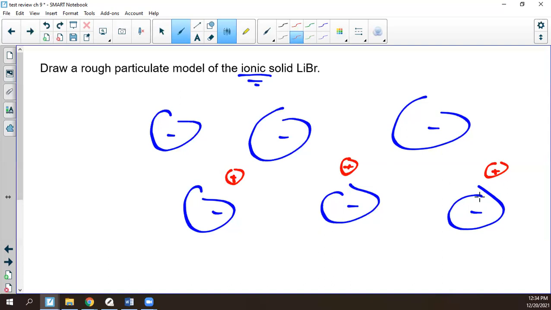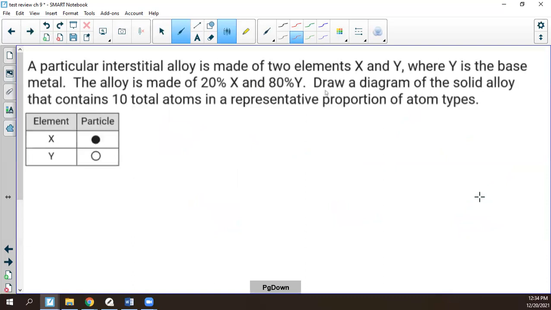Okay, this one's supposed to be easy, I hope. All right, this one has a lot of words. You'd be like, I don't remember this at all. A particular interstitial alloy is made of two elements, X and Y, where Y is the base metal. The alloy is made of 20% X, 80% Y. Draw a diagram of the solid alloy that contains 10 total atoms in a representative proportion of atom types.